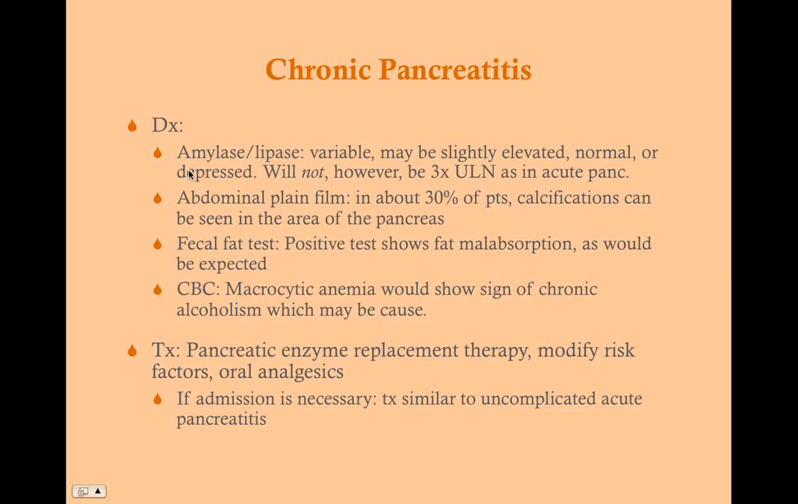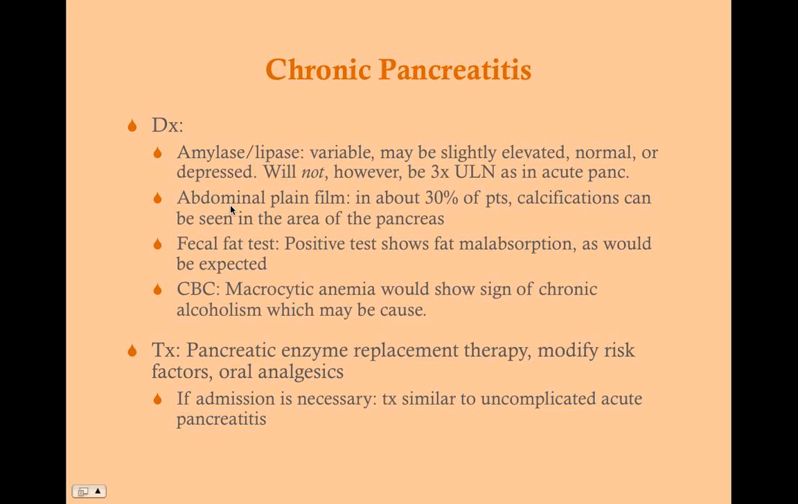So what will our labs tell us in chronic pancreatitis? Our amylase and lipase, primarily we get this to exclude acute pancreatitis. There's no really lab results from amylase and lipase that are necessarily going to tell us chronic pancreatitis. But what it can tell us is that it's not acute pancreatitis. So remember, in acute pancreatitis, your amylase and lipase will have to be greater than 3 times the upper limit of normal. In chronic pancreatitis, it can be variable. It might be slightly elevated, it could be normal, or it could be depressed. But it won't be 3 times the upper limit of normal as it is in acute.